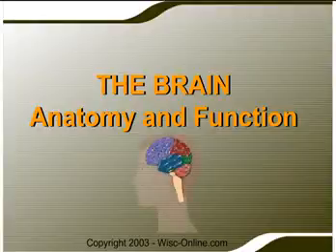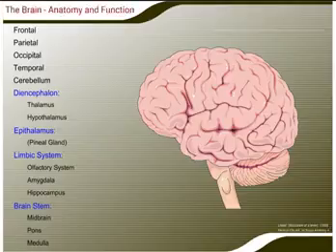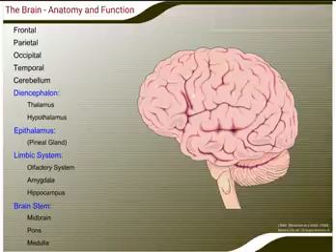The brain, anatomy and function. The brain is made up of several specialized areas that work together. Let's review those areas of the brain.